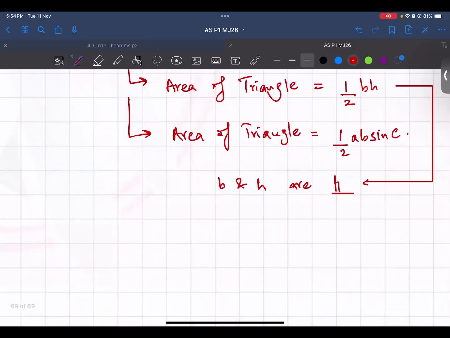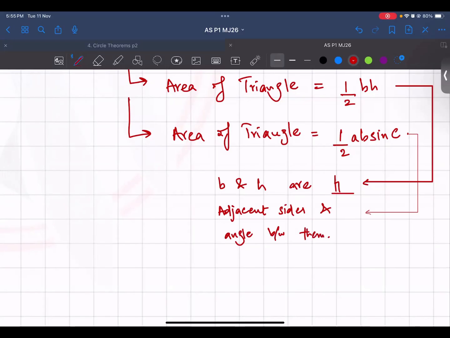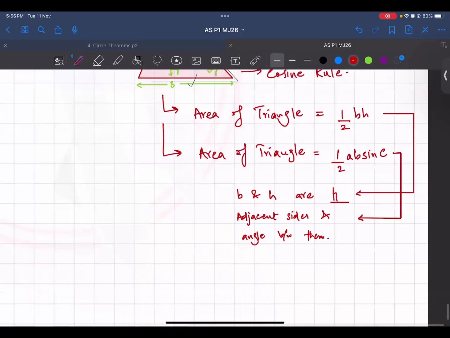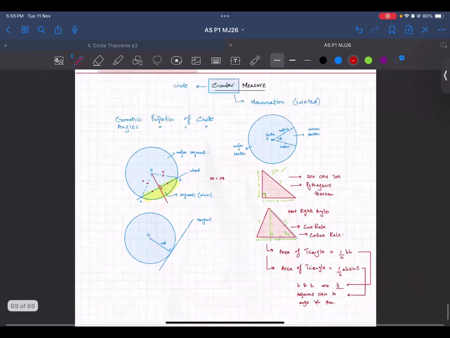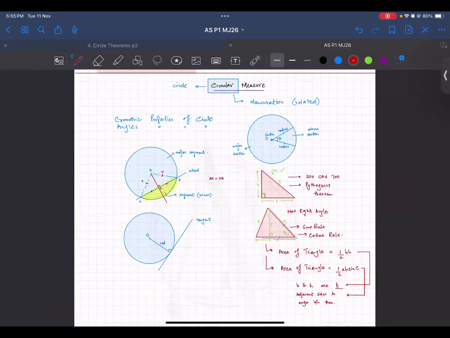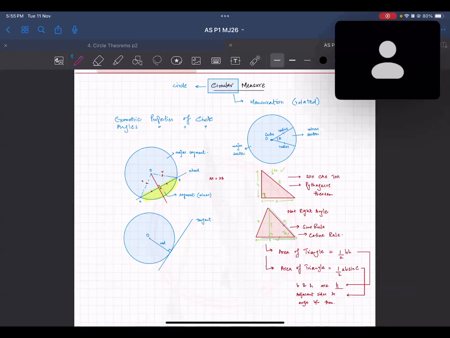So let me write this down as well. Adjacent sides and angle between them. Then only can you use this half AB sine C. So these are some things you have done in your O levels IGCSEs. They will be carried forward over here. They will be used over here.